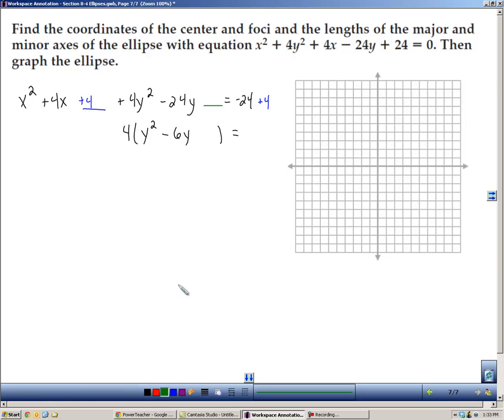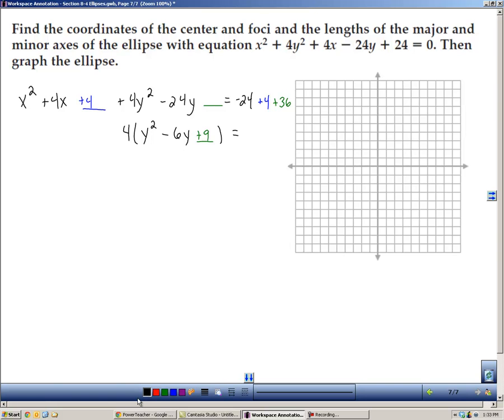And now I'm going to complete the square here by taking half of 6, which is 3, squaring that, getting a 9. Now I'm not going to add 9 to this side. Instead I'm going to add 9 times 4, because this is really a 9, but the 4 on the outside makes it a 36. So I'm going to add 36 to this side.